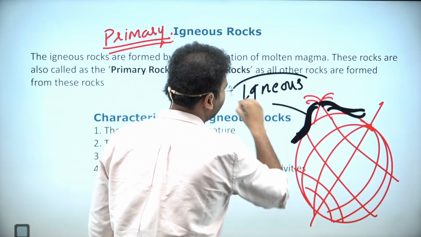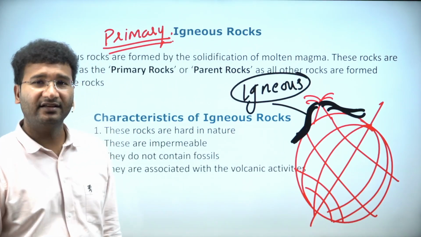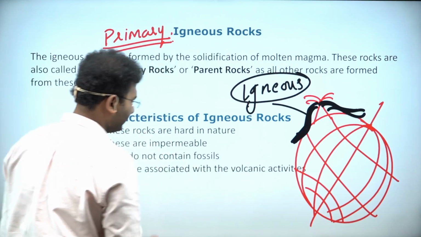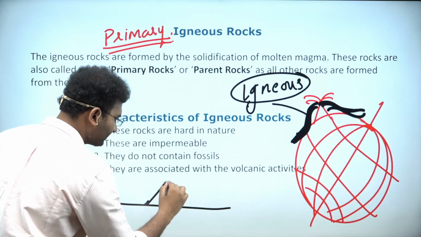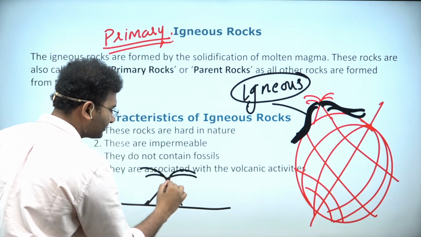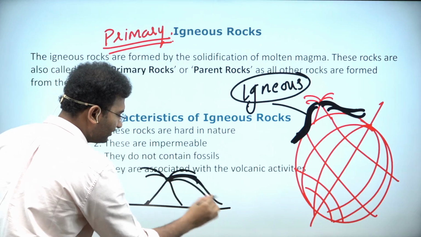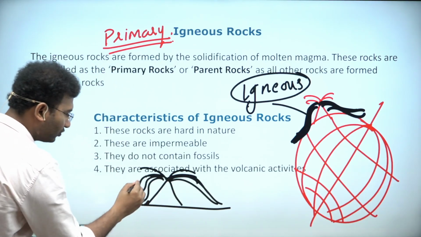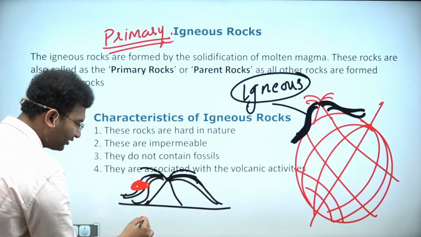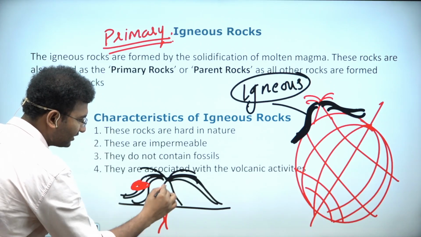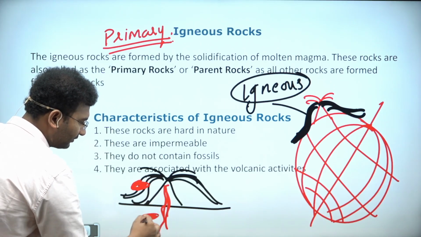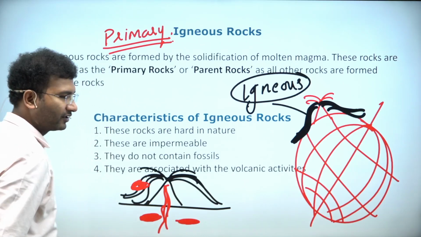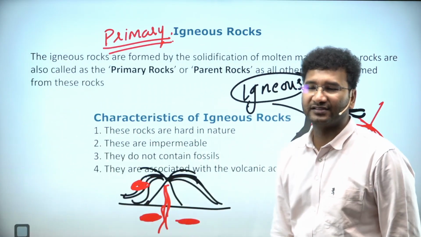These rocks are called igneous rocks. Now these igneous rocks are of two different types. Imagine this is the surface, and this is a volcano. Igneous rocks are formed when the volcanic material is thrown out, and this material can cool down on the surface. Some part of the material comes out, while some material of this magma can cool within the interior of the earth itself.